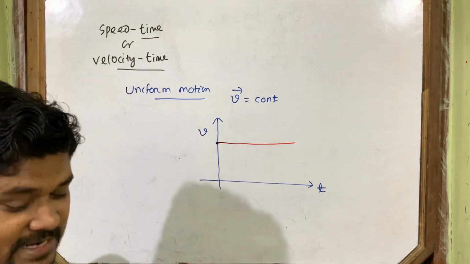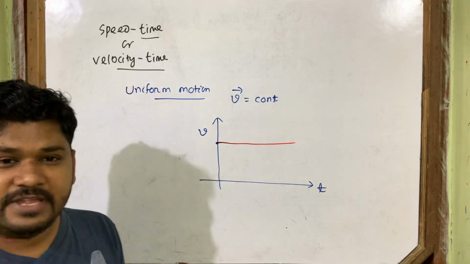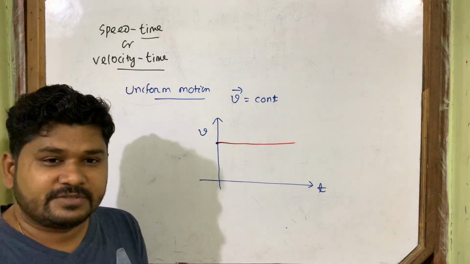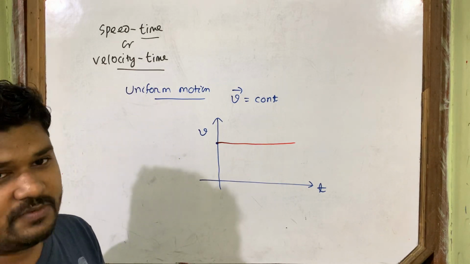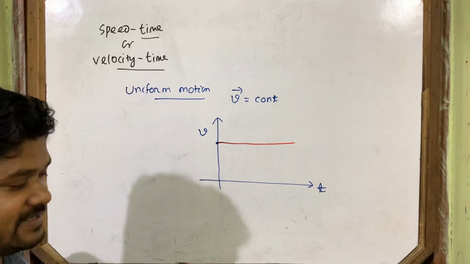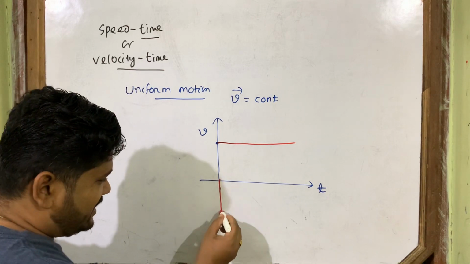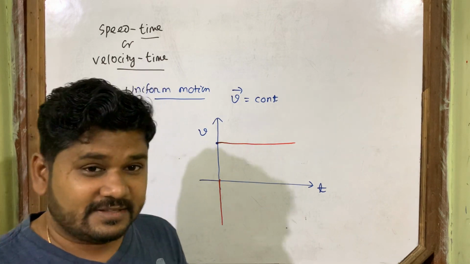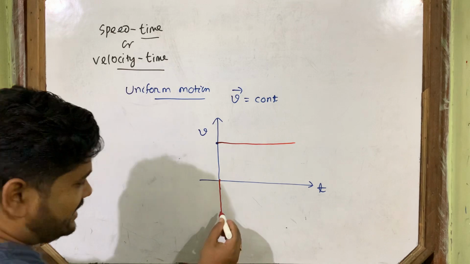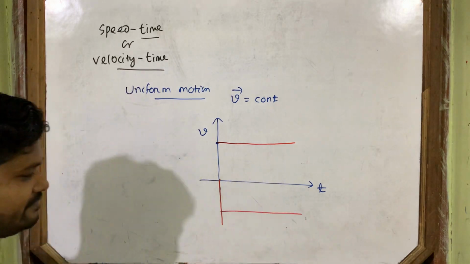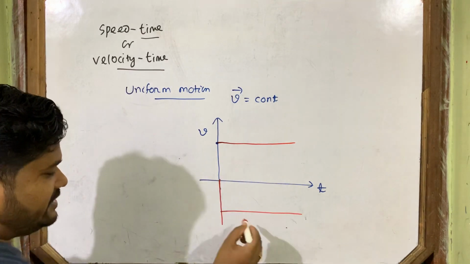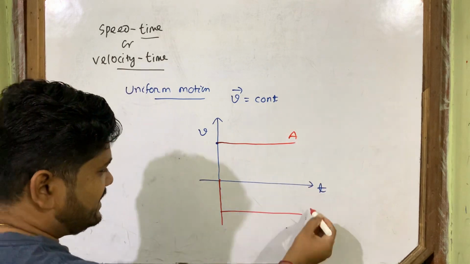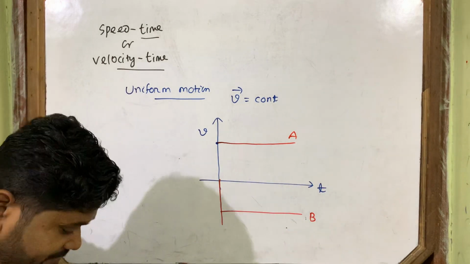But is only this graph possible, or are you thinking of any other type of graph that can be possible here? Yes, if you are thinking of another line, then that's right. What other line can it be? It can be like this. No problem. But what is the difference between A and B?